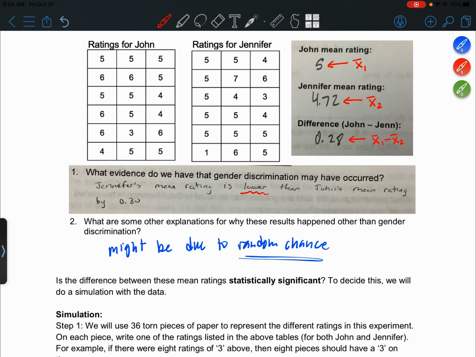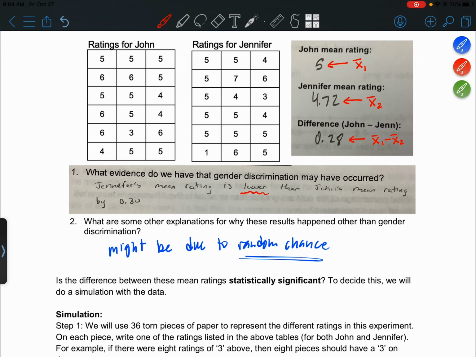What are some other explanations for why the results happened, if it wasn't gender discrimination? Well, yeah, maybe it just happened by random chance, right? Maybe John just got a bunch of nice people assigned to his resume and they gave him those scores, and maybe Jen just got a bunch of grumpy people assigned to her resume and she got those scores, right? Maybe it was just random chance who was assigned to each of those resumes.